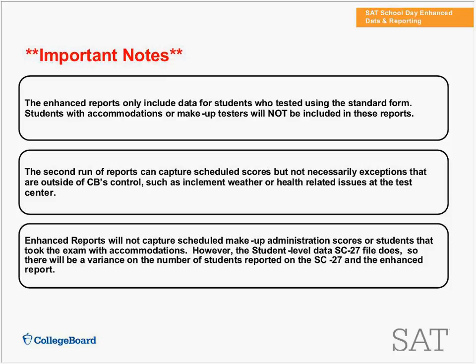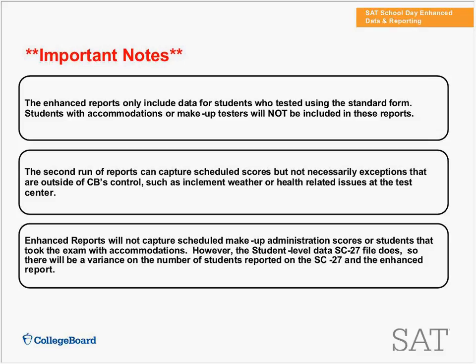As I mentioned, the enhanced reports include data for students who tested using the standard form. This is really important because sometimes there's a question about why am I not seeing data for everybody? You won't see data for everybody in the aggregate reports, because if they used a different form, if they were using a makeup form, or if they did test with accommodations, you can't really compare them. It was different forms of the test. So you're just going to see the data for students using the standard form.